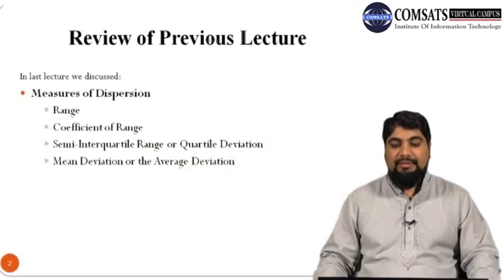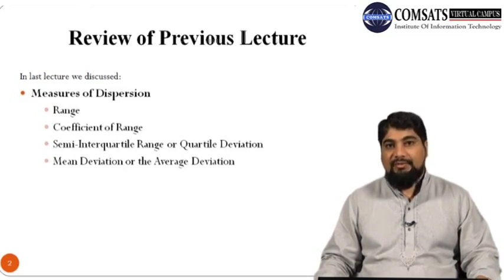So first we take a review of the previous lecture. In the last lecture we discussed the concept of measures of dispersion, and in particular we discussed a few measures of dispersion including range, coefficient of range, semi-interquartile range, which is also called quartile deviation, and then we discussed mean deviation or the average deviation.